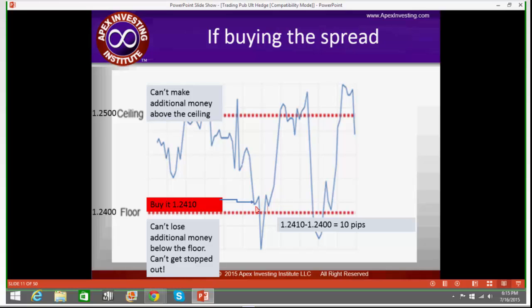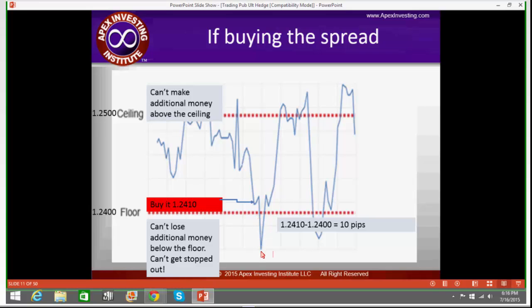Spreads have an expiration time, okay? So you can hold a spread until expiration and it will close out, or you can close it early. But just because a spread hits your floor does not close the trade. The trade is still open. So when you buy here at 24.10, thinking the market's going to go up, and it doesn't, it goes down to your floor, you don't get stopped out. That trade does not close.